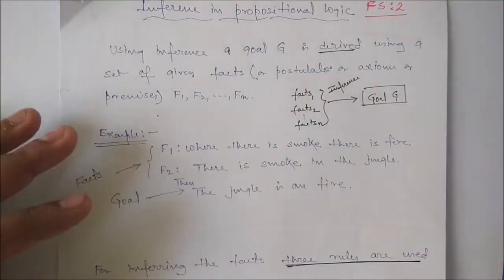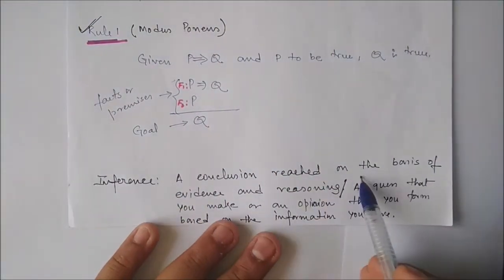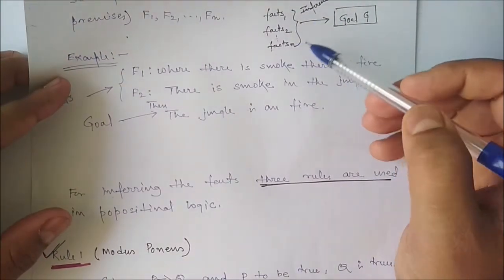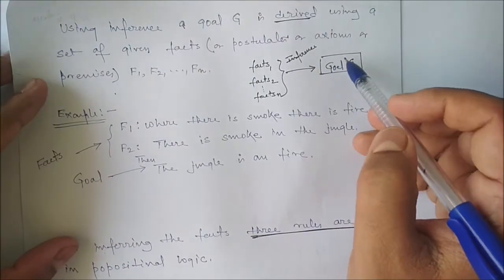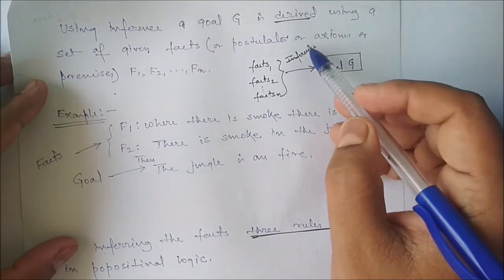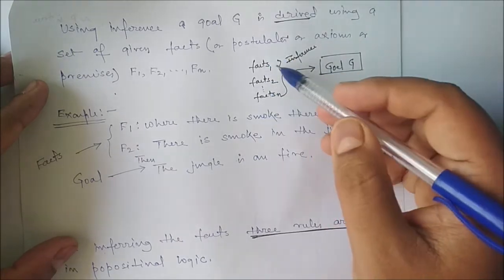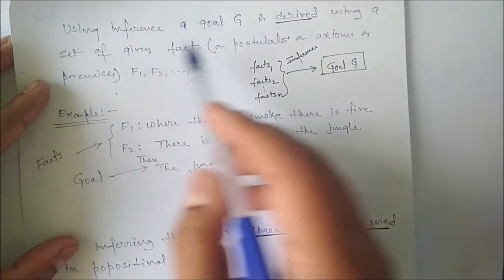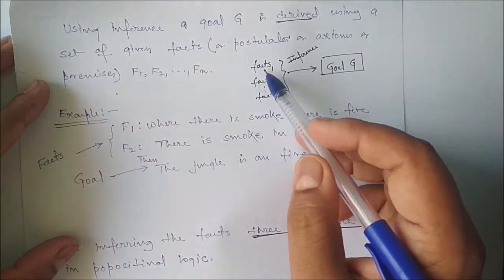So first of all, what is inference? Inference is a conclusion reached on the basis of evidence and reasoning. So we have a set of facts, we have evidence or reasoning, and we reach a conclusion. The goal G is nothing but our conclusion. Using inference, we conclude something on the basis of evidence and reasoning, so it is called inference. Using inference, a goal G is derived using a set of given facts.